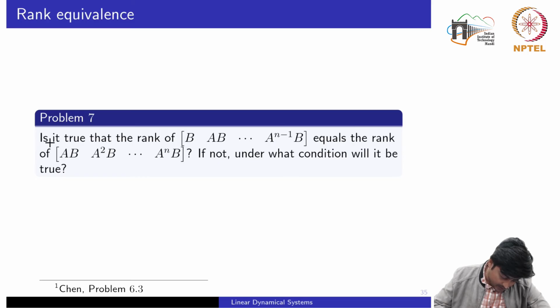The problem 7 is: is it true that the rank of this matrix equals the rank of this matrix, and if not, under what condition will it be true? This problem is taken from the book by C.T. Chen, problem 6.3. If you pay close attention to this matrix, you would notice that it is nothing but a controllability matrix. Now if I multiply the whole controllability matrix by the A matrix, I would obtain this.